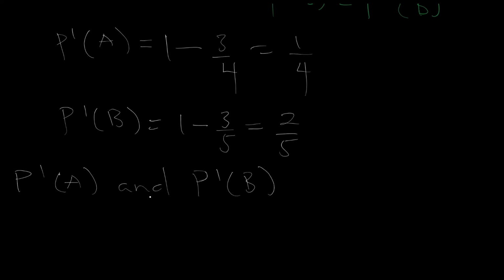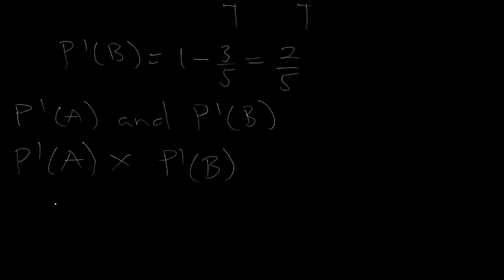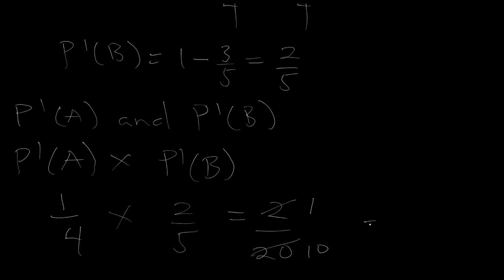Okay, so in probability, "and" is multiplication. Anywhere you see "and", it is multiplication. So this can be written as P prime of A times P prime of B. And we know P prime of A is 1/4. So 1/4 times 2/5 should give us 2/20. 2 goes into 2, 1, and into 20, 10. So our final answer should be 1/10.